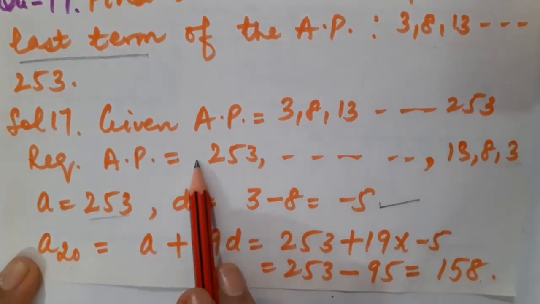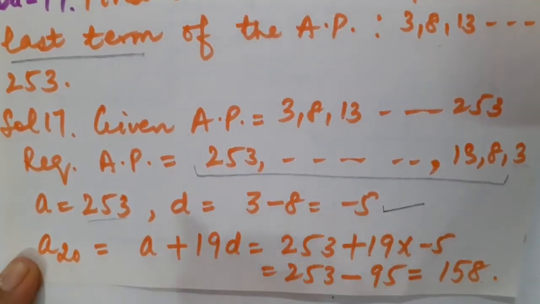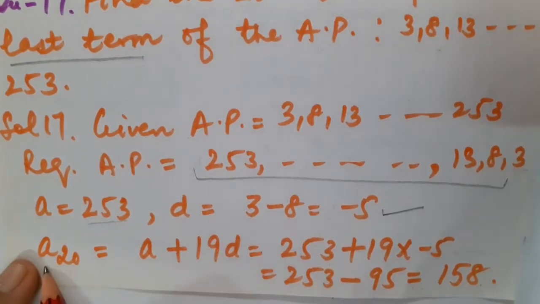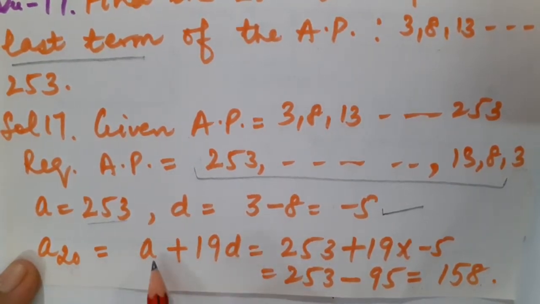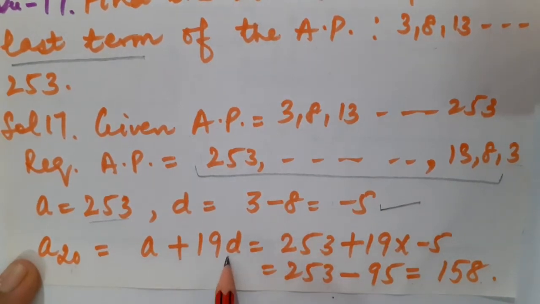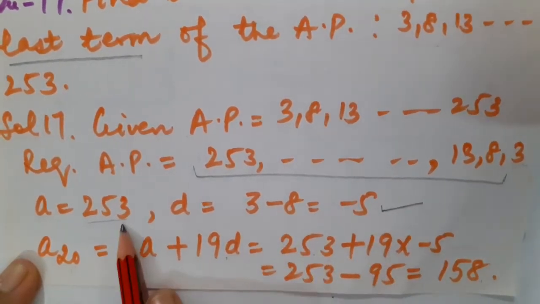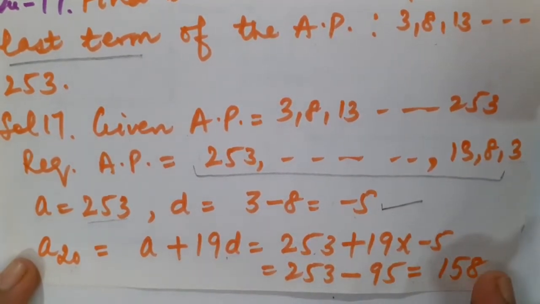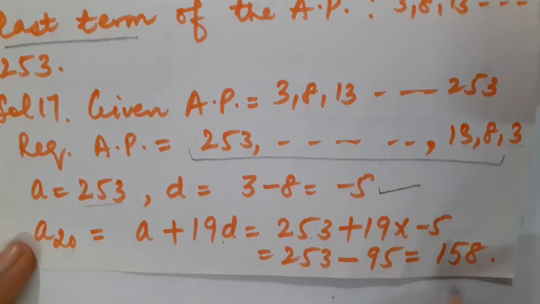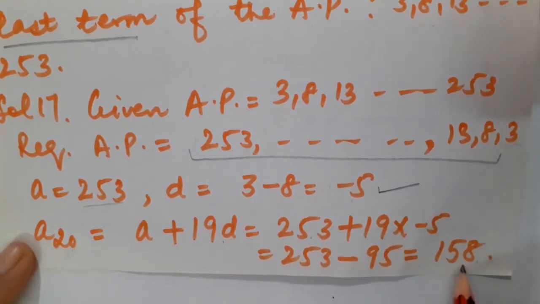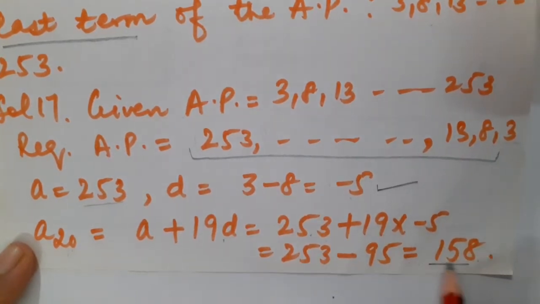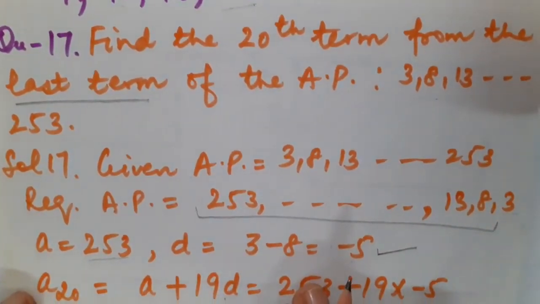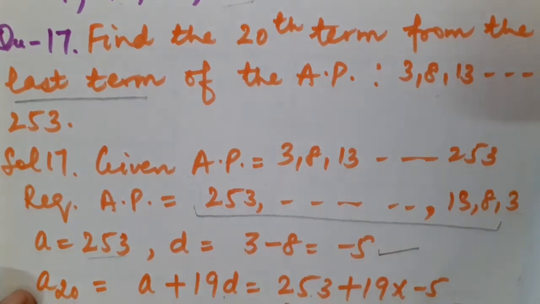Now this was the required AP. Easily we can find the 20th term from the last now. You have to just calculate a20. It would be a plus 19d in the generalized form. What is a now? This is 253 plus 19 into d, which is minus 5. So children, you will get 253 minus 95 is equal to 158. So basically 158 is the 20th term from the last of the given AP. Correct, students?